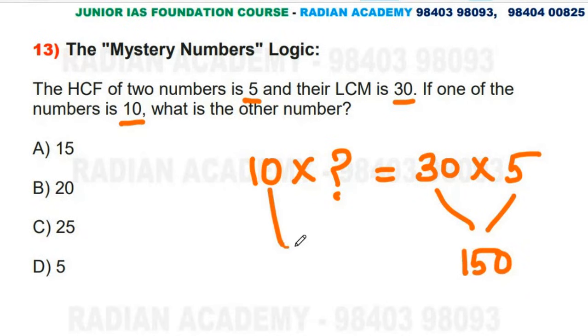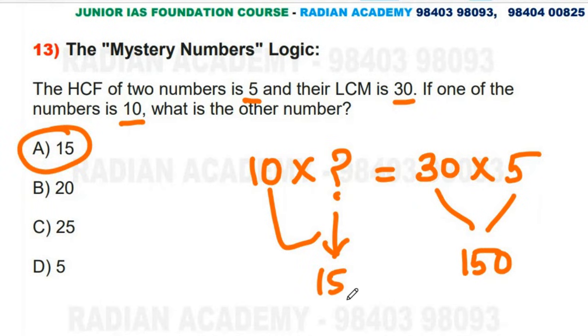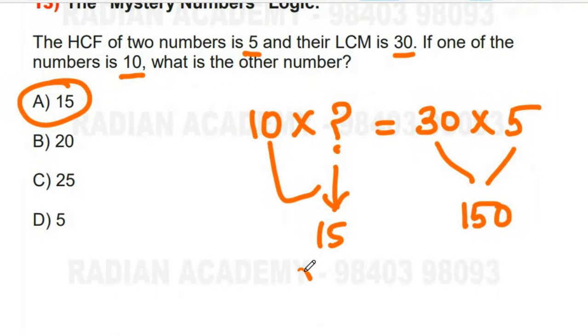30 into 5 is 150. Sir, 10 is into like which proportion, sir? Yes, proportion. A is to B as C is to D. Correct? So therefore the answer is A. What do you mean by proportion? A is to B as C is to D.